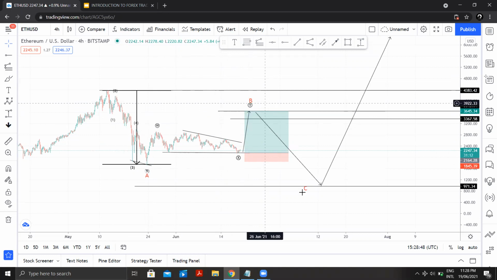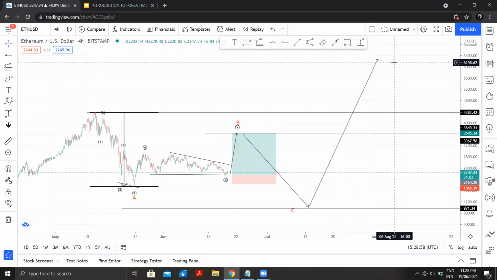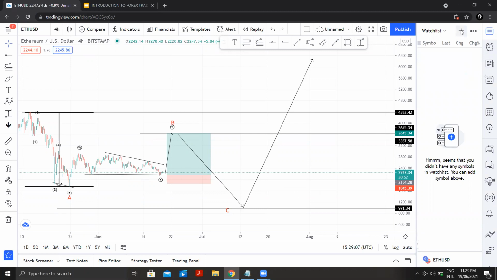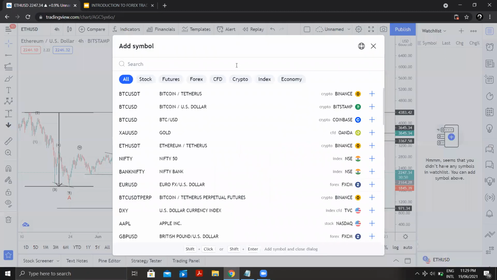After B forms, then we have to get our wave C. Then wave C will come down to this level, which is 971, which I'm looking at. Then wave B will come to this level before continuation to the upside, a full continuation to the upside. That is for Ethereum. So let me remove my watch list here. So that will be for Ethereum.